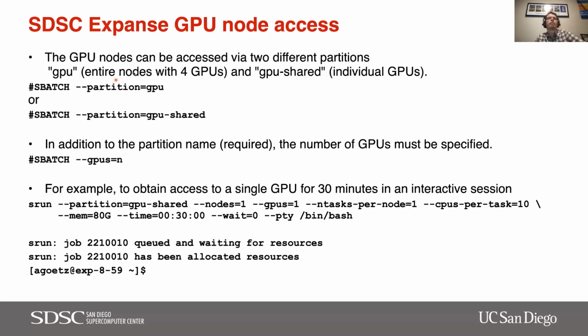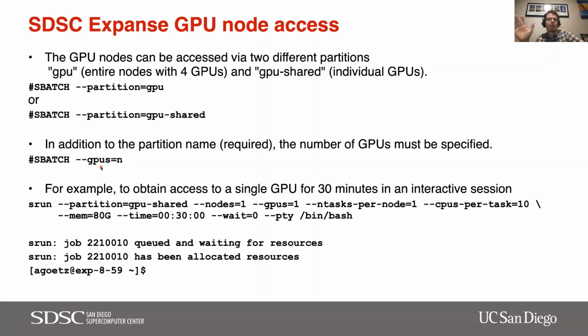Then just as a background again, the GPU nodes: we have two different partitions on Expanse. We have a GPU partition that gives you access to entire GPU nodes, so you'll get 4 GPUs, and you will have to have a code that actually makes use of 4 GPUs. And then there's a GPU shared partition where you get access to individual GPUs. So if you had a batch job, you'd have the option to use the partition GPU or GPU shared. In addition to the partition name, you must specify the number of GPUs.